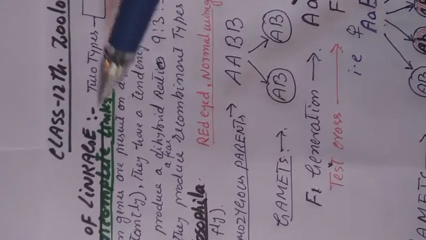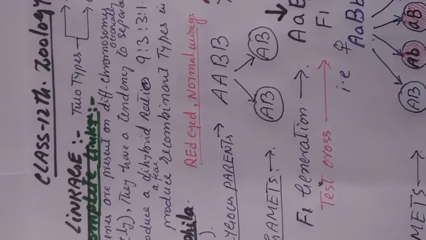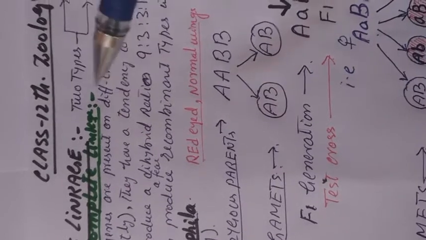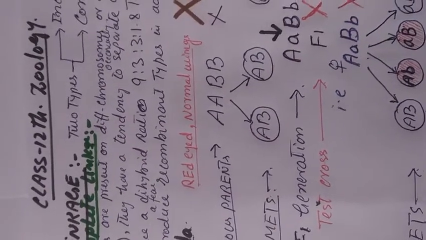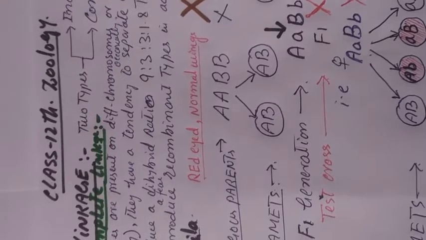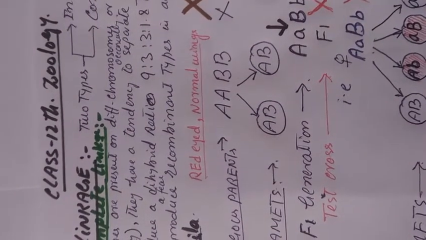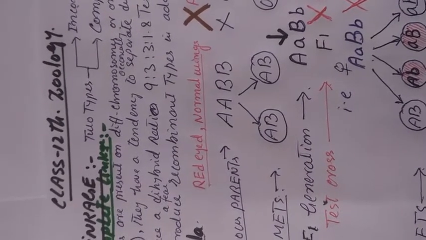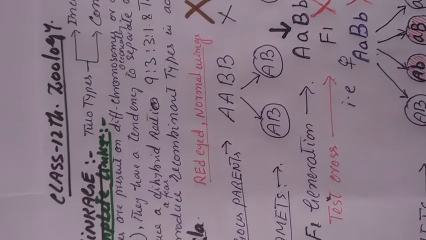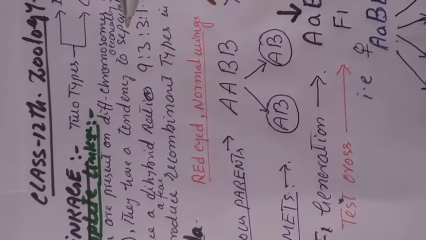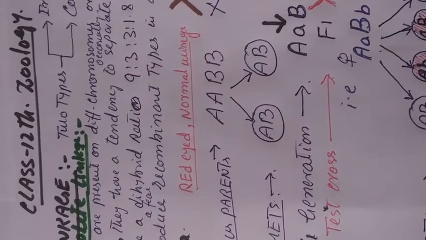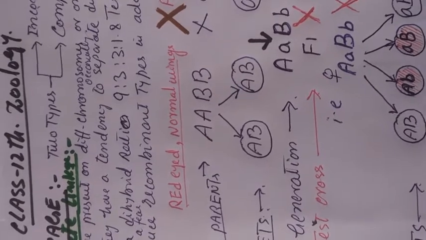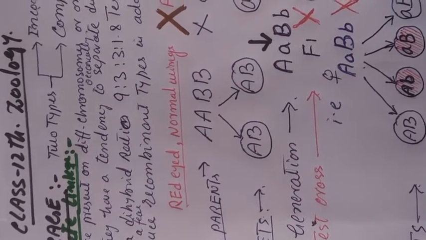Now when genes are present on different chromosomes, or on the same chromosome distantly, that is, apart from each other, they have a tendency to occasionally separate due to crossing over. They produce a dihybrid ratio of 9:3:3:1 and a test cross ratio of 1:1:1:1. That is, they produce a few recombinant types in addition to the parental types. This incomplete linkage was demonstrated in female Drosophila.